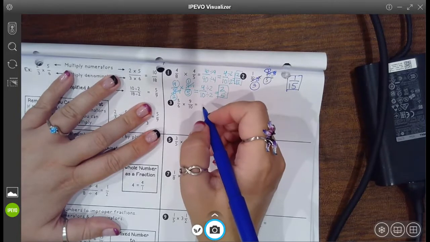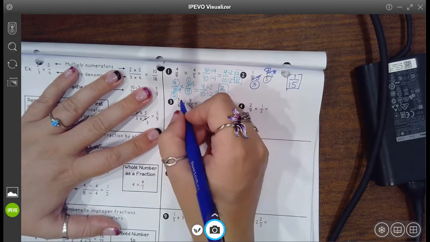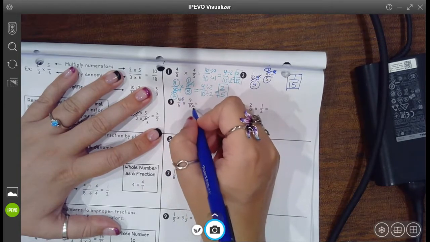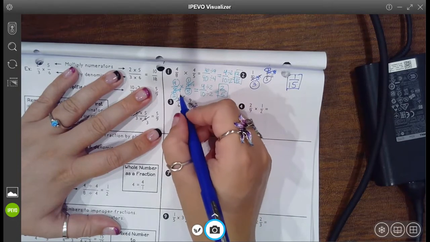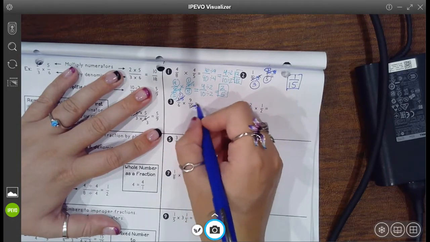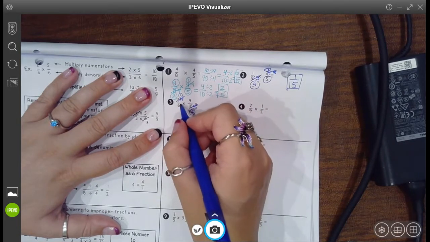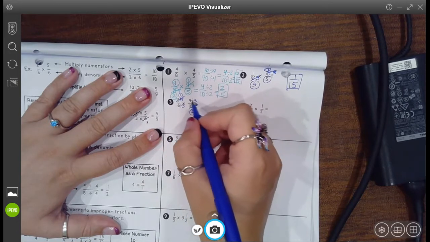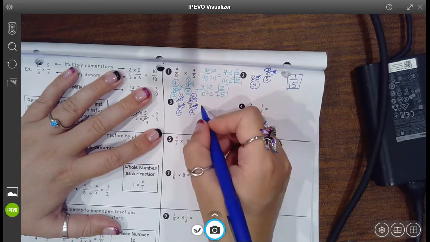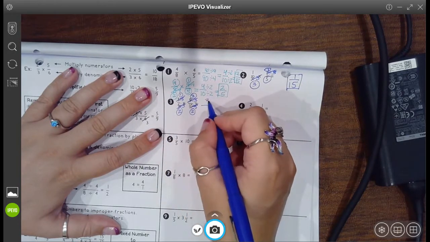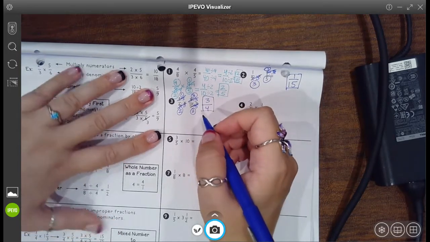Okay, our next one. Do you see anything that can go into 5 and 10? Yeah, 5 can. Okay, and then 5 divided by 5 is 1, and 10 divided by 5 is 2. Do you see anything that can go into 6 and 9? 3 can. 9 divided by 3 is 3, and 6 divided by 3 is 2. Now when you multiply across, you have 1 times 3, which is 3, and 2 times 2, which is 4. I just think that's easier than if I had multiplied across.